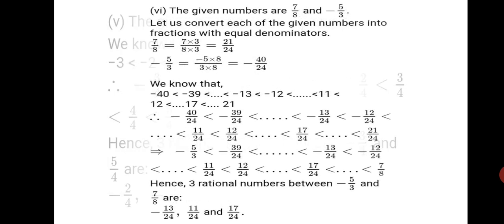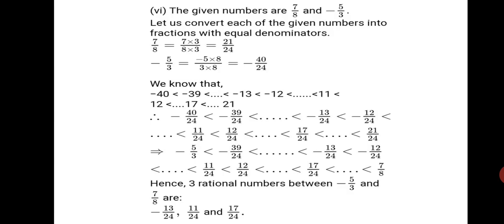Okay, sixth sum, the given numbers are 7 upon 8 and minus 5 upon 3. Now here we will have to equalize denominators first. 8 3s are 24. So we make the fractions with denominators 24. 7 upon 8 multiplied by 3 gives us 21 upon 24. Minus 5 upon 3 multiplied by 8 gives us minus 40 upon 24.